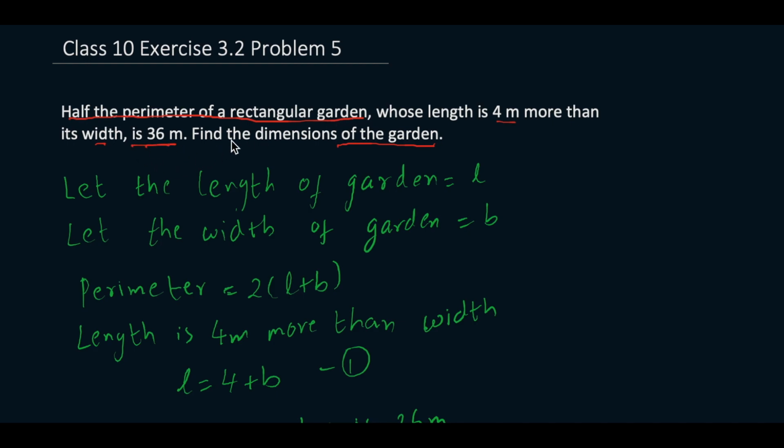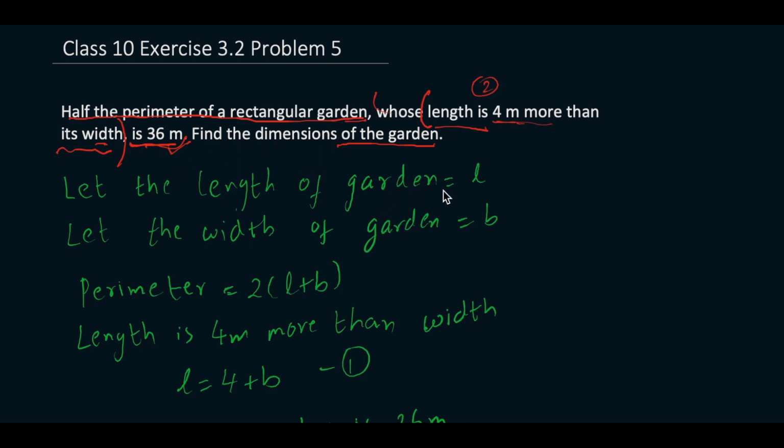You need to really understand this question. First, our statement is half the perimeter of a rectangular garden. You can skip this comma. The second part is 36 meter. So whatever the perimeter is, its half is equal to 36 meter. This is our first statement. Our second statement is length is 4 meter more than its width. Now if you have understood this, then you have nearly cracked the question.